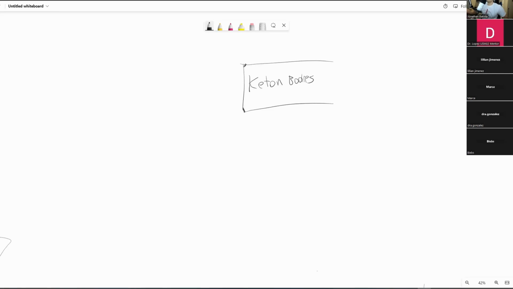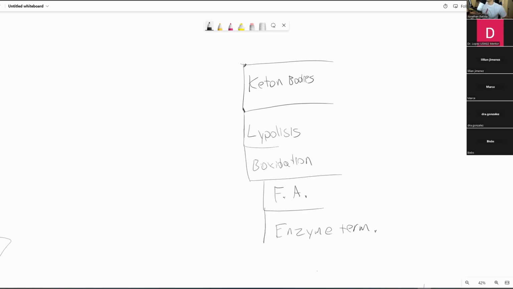Ketone bodies, we mentioned lipolysis. Damn, my spelling now is just really bad. I'm hypoglycemic at the moment. My glucagon is active. My epinephrine is going up. So lipolysis, I know I'm spelling it wrong. And we also mentioned beta oxidation. And we mentioned fatty acid synthesis. And we mentioned enzyme terminology. I think that's awesome. We did that in an hour and 20 minutes.